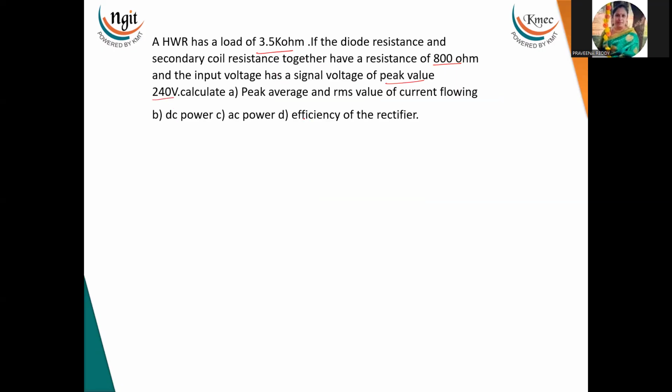So, now here, if I draw the diagram, it is like this. So directly AC is connected to the half wave rectifier. And here the voltage is 240 volts, peak value. This is the peak value. And the frequency is not mentioned, so no need to bother about that. And the load is 3.5 kilo ohms. I will take RL equal to 3.5 kilo ohm. And secondary plus diode forward resistance, both together, is 800 ohms. And VM is given as 240 volts.